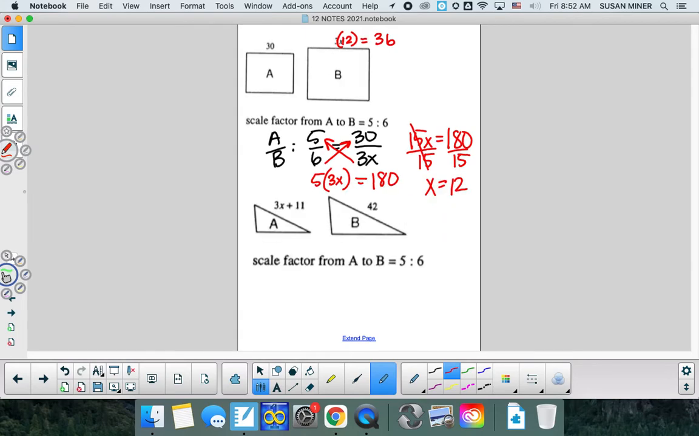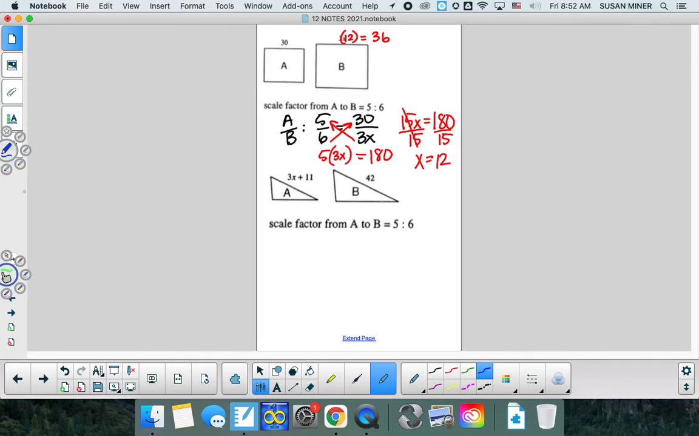Okay, let's try again down here. These are a little bit more involved equations that are getting set up here. Again, we're going to set up our scale factor, A to B, and our scale factor is 5 to 6. We're going to set that equal to our side lengths. Side length A here is 3x plus 11, and side length B over here is 42.